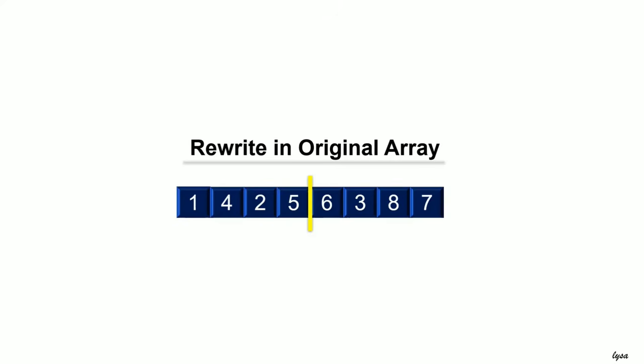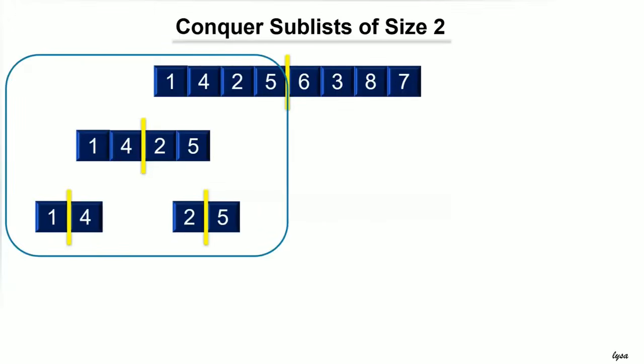14256387. At the end of this process, the first two elements will be sorted. The third and the fourth elements will also be sorted. I have not yet touched the elements on the right hand side. I have two elements sorted in 1425 and the right two elements also sorted.